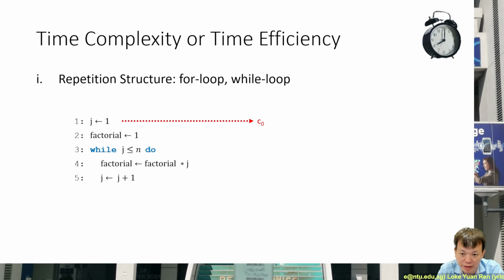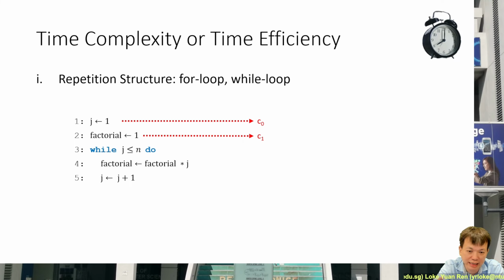Okay, let me quickly go through. First, you need a variable to help you. I declare a j. Then for the factorial, I declare another variable called factorial. And then initially I let it become 1. For these first two lines, I may need to take some constant time to assign 1 to j, assign 1 to factorial.